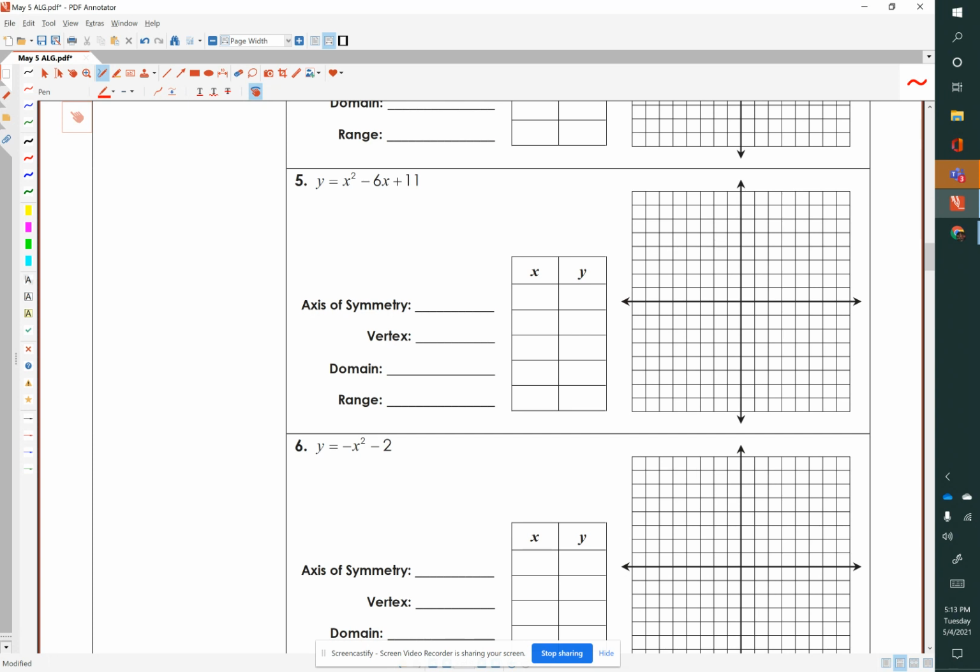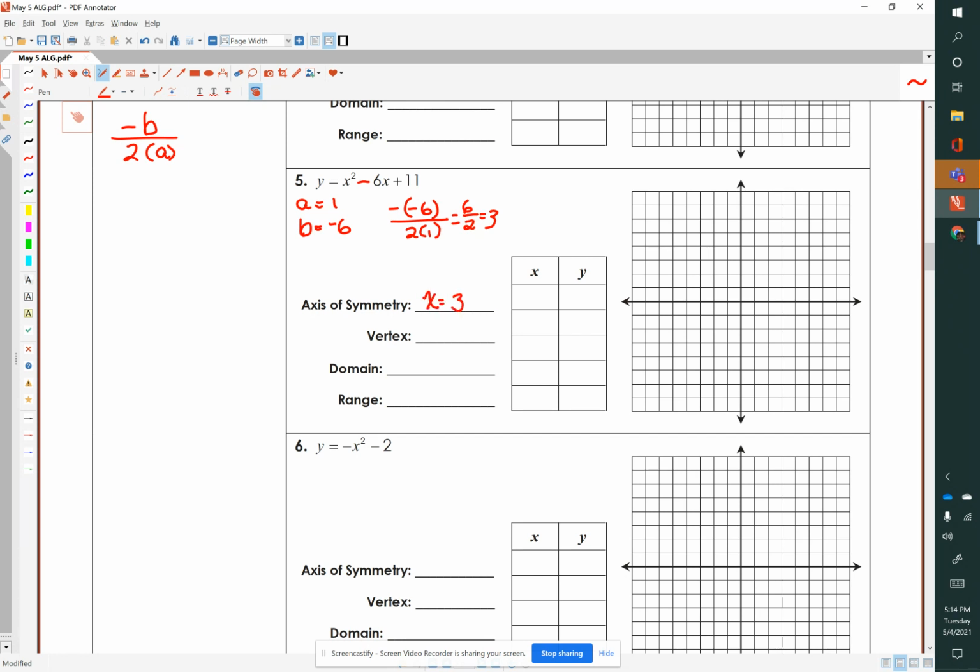So we'll start with the axis of symmetry, whose equation is negative b divided by 2 times the quantity a. So let's determine in number 5, our a is a positive 1, and our b is a negative 6. You want to include that sign with the b. So our axis of symmetry is negative negative 6, be careful with those negatives, divided by 2 times 1, which will equal 6 over 2, which equals 3. So the axis of symmetry is x equals 3.